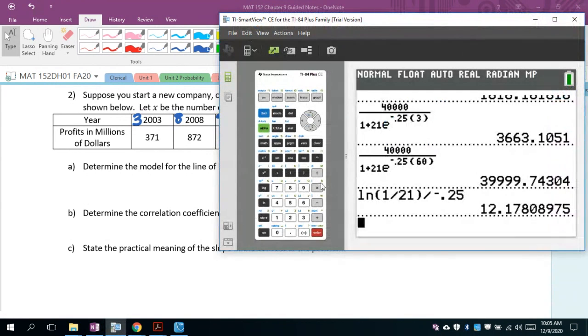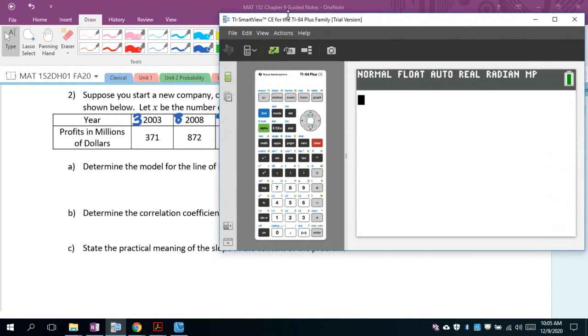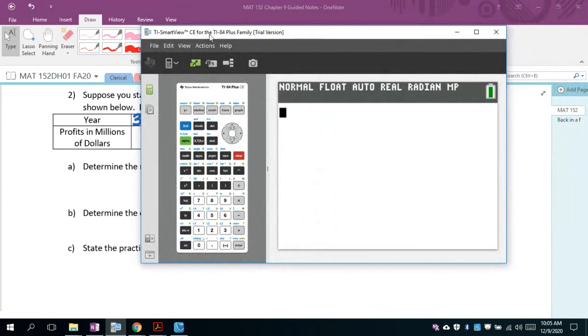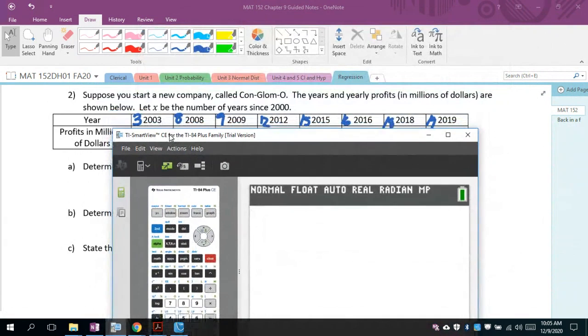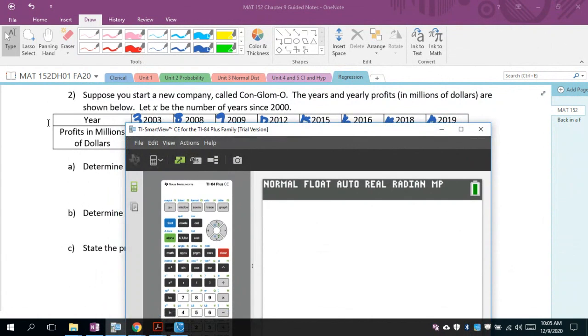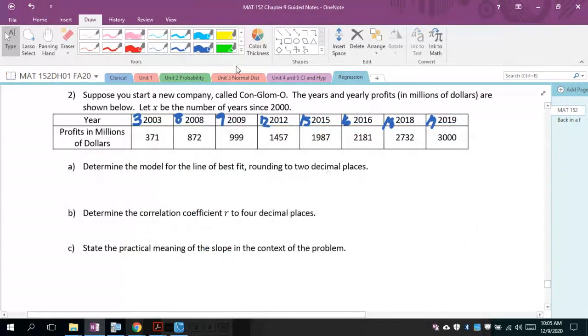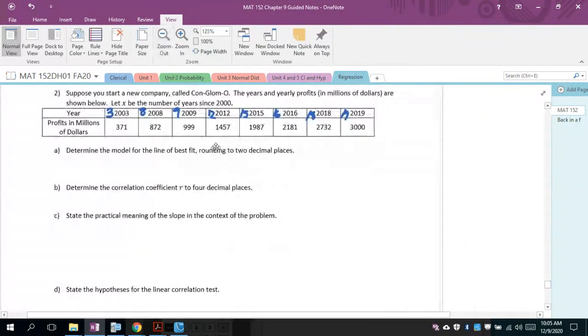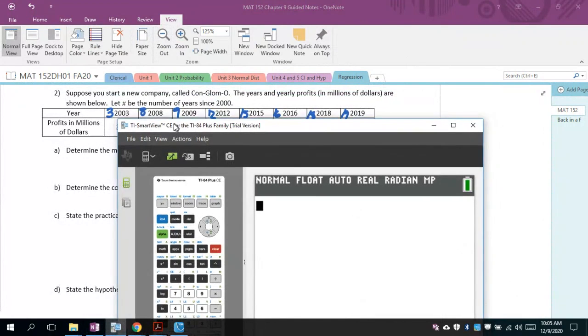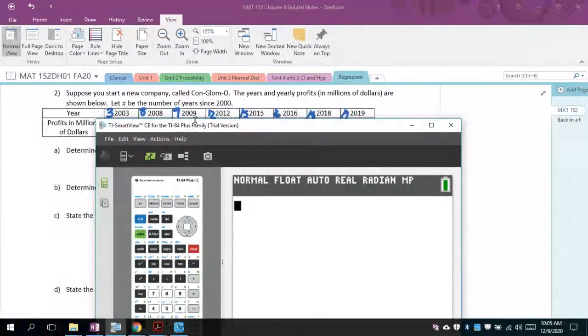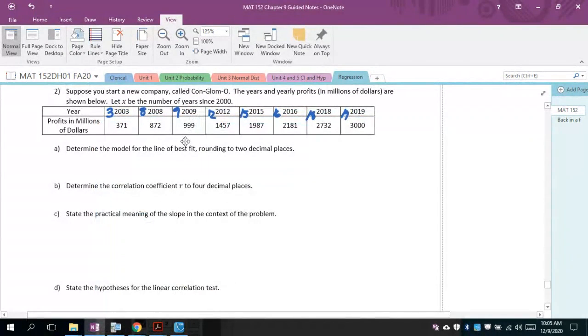So what I'm going to do there is I'm going to put this data into the calculator. All right. I'm going to find a good way to do this. Hang on. All right. There we go. That'll do enough for me.